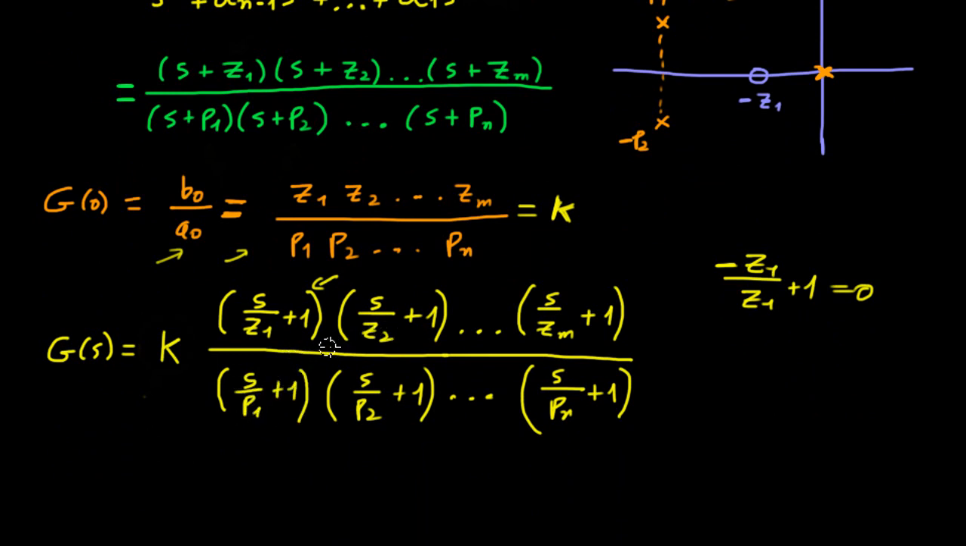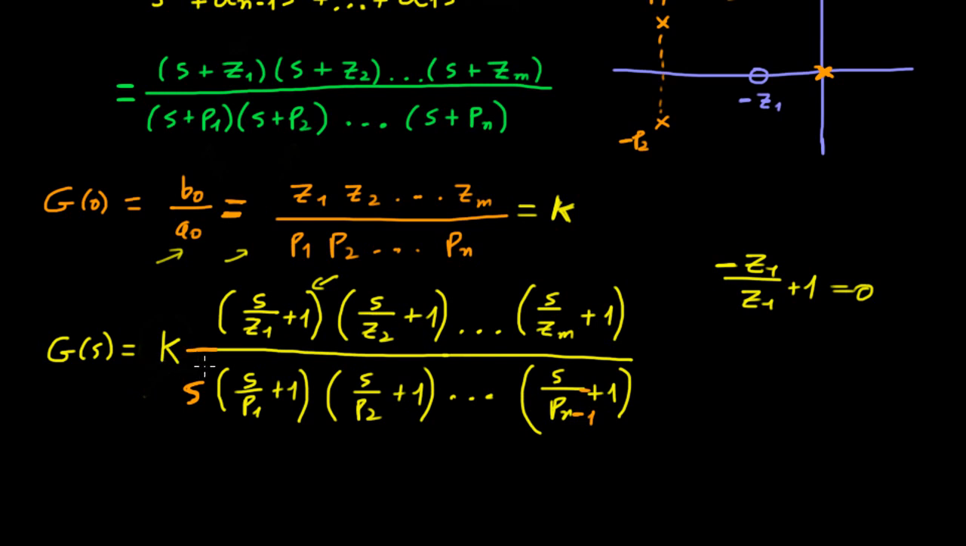Well, I leave the p1, but I'll put here an s, and then this pole here would be the pole number n minus 1. So there are n minus 1 poles plus an integrator, which is just a pole at the origin. In that case, the gain of the system is not k, but k over s. That is k over 0. So the static gain is infinity.